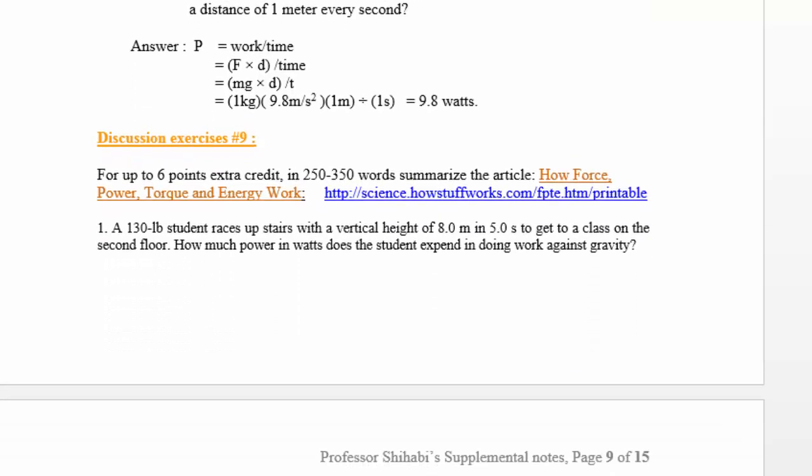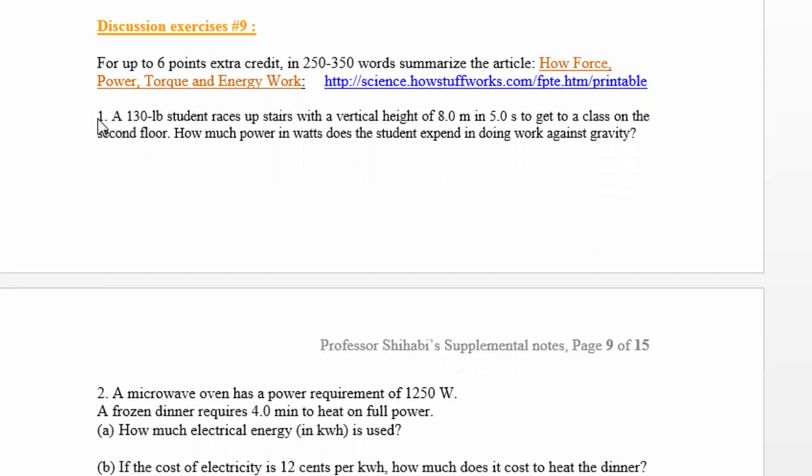Now let's look at some problem similar to that. Problem number 1 here is similar to the lab we are doing this week. Suppose you are given the weight of a person in pounds instead of Newton, and you are asked to find how much power in watts does that person expend in doing work against gravity by running up a flight of stairs that are 8 meters high in 5 seconds. So again, power is work over time, and to find the work, you have to multiply the force by the distance, and the force has to be in Newton.